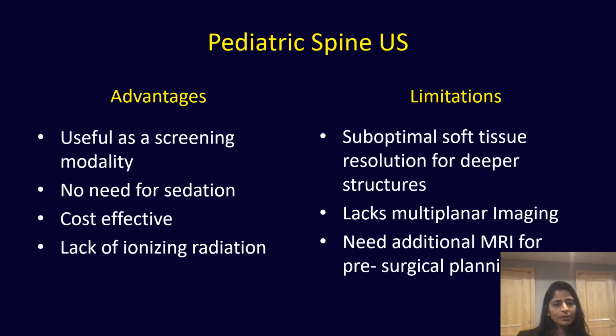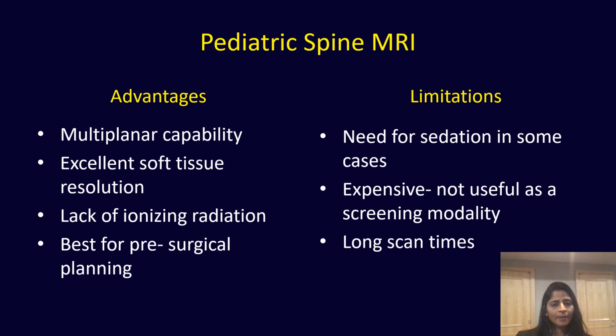To conclude, ultrasound of the pediatric spine has the advantage of being a primary modality of imaging, but it comes with the limitation of suboptimal soft tissue resolution for deeper structures. And MRI has a distinct advantage of multiplanar capability with excellent soft tissue resolution, but does come with limitations of need for sedation and longer acquisition times with motion artifacts.